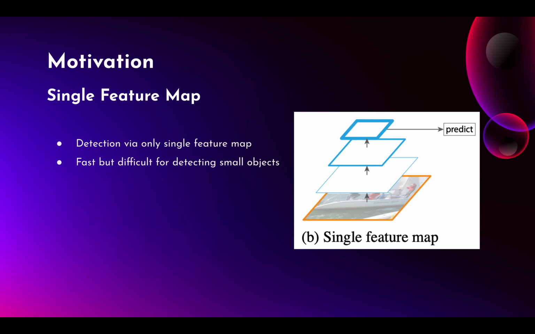As shown in Figure B, some approaches use only the single top feature map for faster object detection. Though this approach detects objects faster, it obviously makes detecting small objects very difficult.